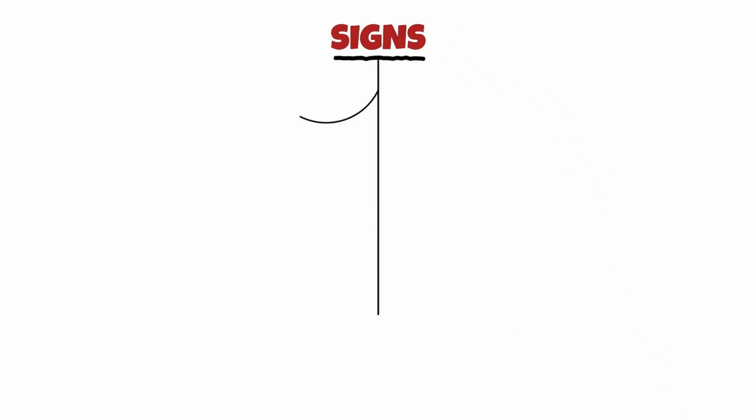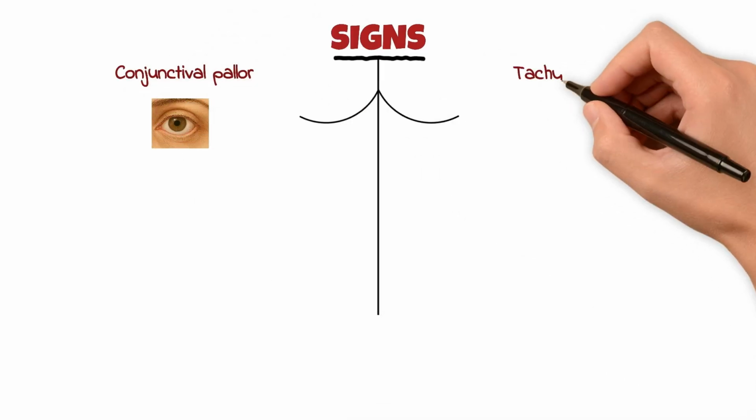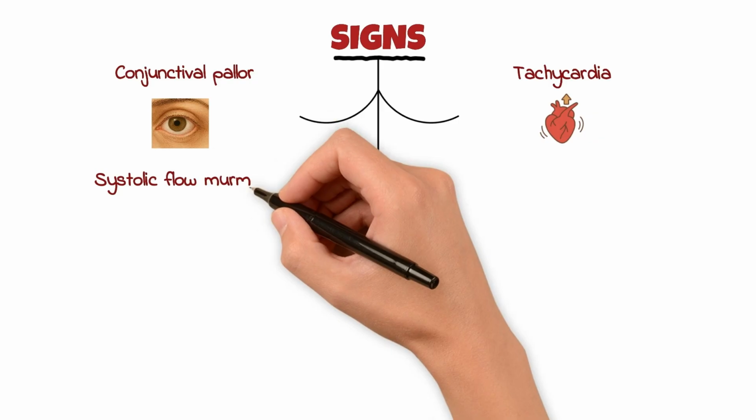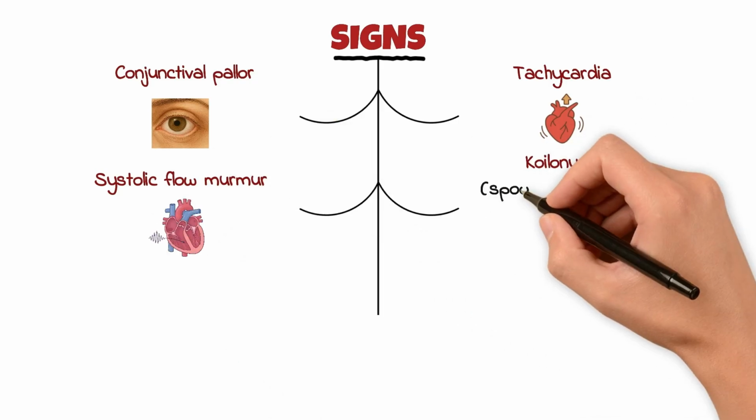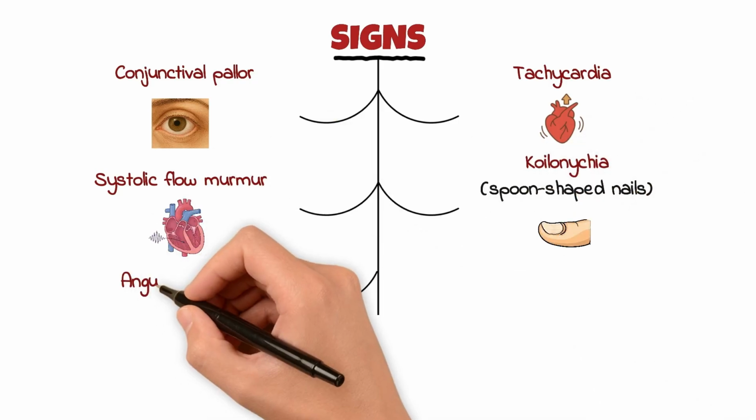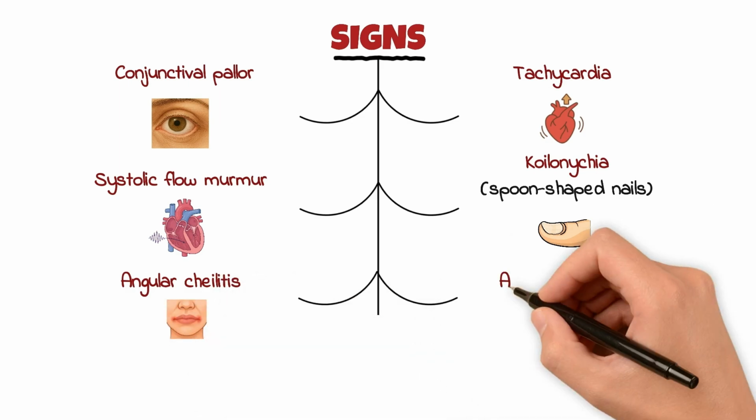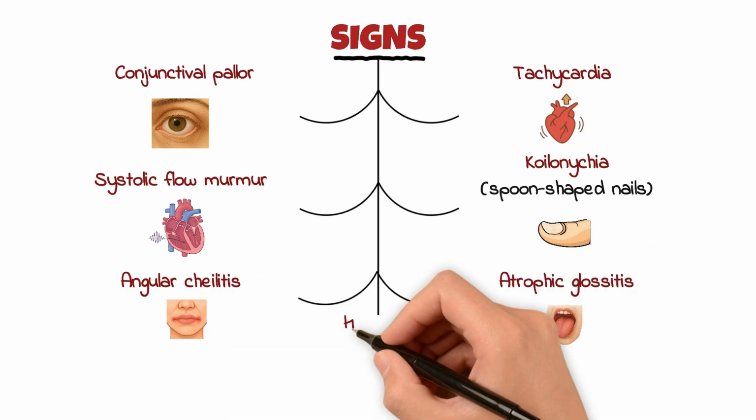Signs: conjunctival pallor, tachycardia, systolic flow murmur, koilonychia, spoon-shaped nails, angular cheilitis, atrophic glossitis, and hair loss.